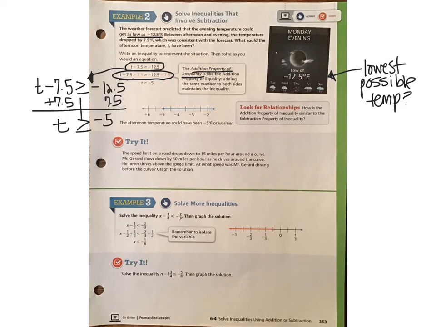Then we have to go over here to the graph and graph that. When it says that T is greater than or equal to negative 5, that means it could have been negative 5 degrees. So there's a solid circle there to indicate that negative 5 is one of the possible answers. But greater than negative 5 means go to the right and then color in an arrow at the end to indicate that those values could have gotten warmer than negative 5 degrees.